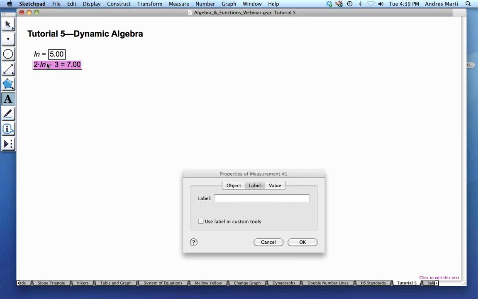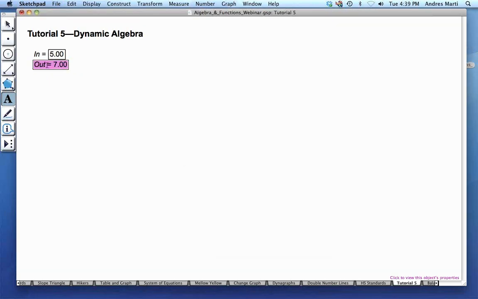And I'm going to rename the label out. And notice that I can change the in. It's a parameter, but the out is not a parameter. So you're already starting to see that there's something different between these two things just by doing a calculation. I can't just change this. I can only change this.